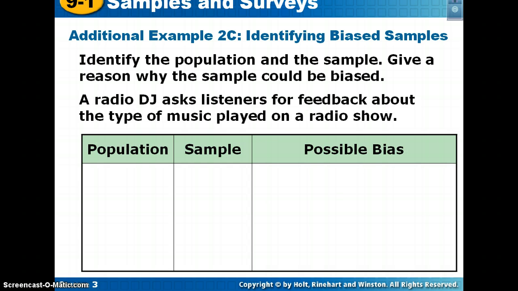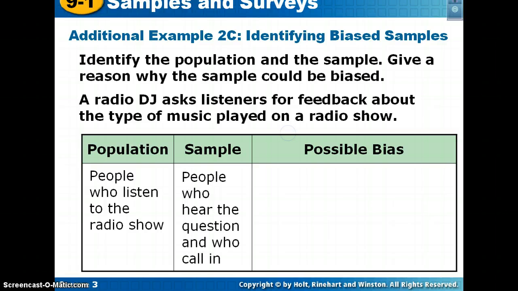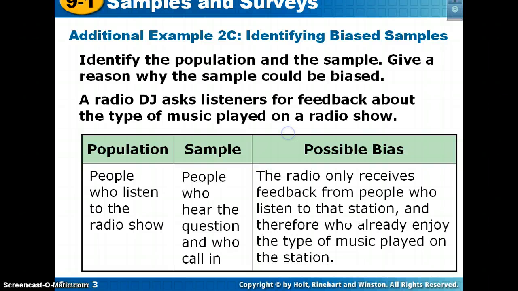Okay, a radio DJ asks listeners for feedback about types of music played on the radio. The population are people who listen to the radio show, but who's being sampled? People who hear the question and who call in. What's the possible bias here? The radio only receives feedback from people who listen to that station and therefore who already enjoy that type of music played on the station.